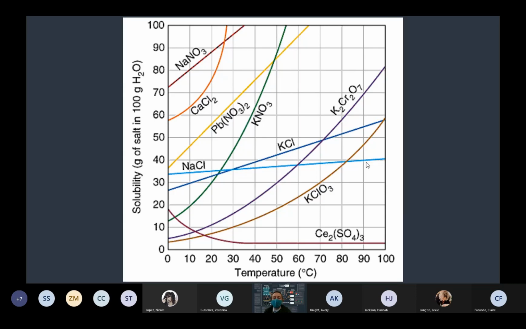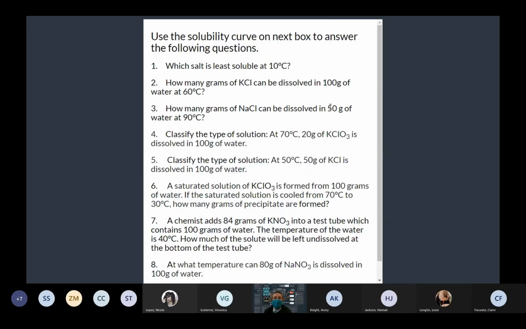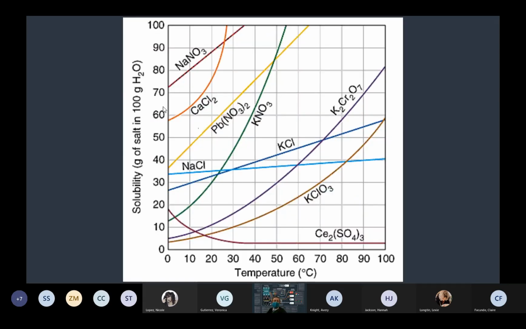So if you put 40 grams, you're going to be wrong, because it's asking how many grams of salt can be dissolved in 50 grams of water. So we have to divide our answer by 2, because the units in our graph are 100 grams. So if we want 50 grams, then we have to divide our answer by 2. So our answer would be 20 grams of sodium chloride.